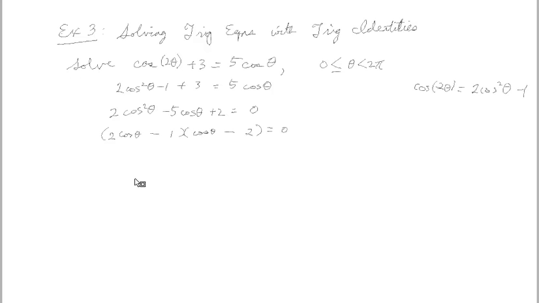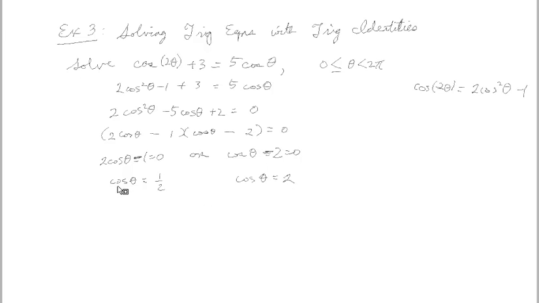Now we can use our zero product property and say if this factor is 0, then this statement is true. If this factor is 0, this statement is true. So let's set 2 cosine of theta minus 1 equal to 0, or cosine of theta minus 2 is equal to 0. Solving this side, I get cosine of theta equal to 1 over 2. And this side is cosine of theta equals 2.